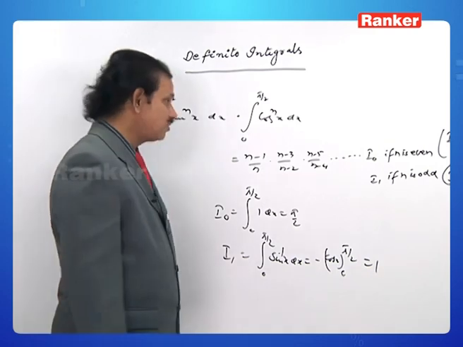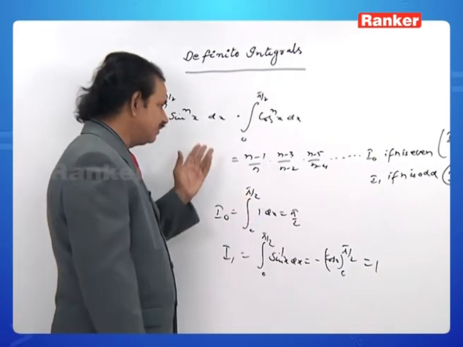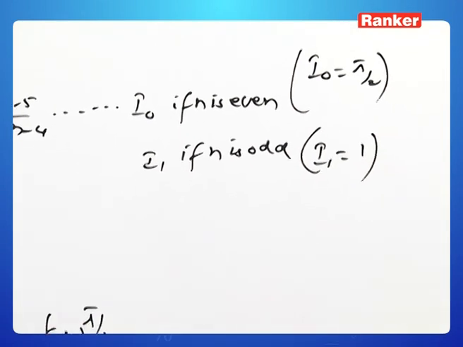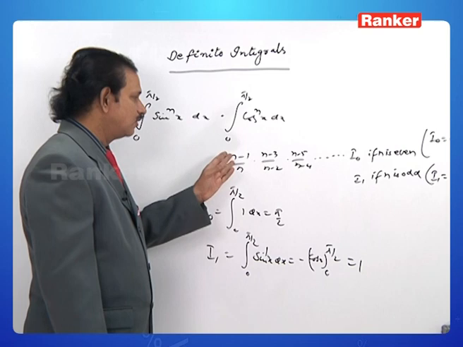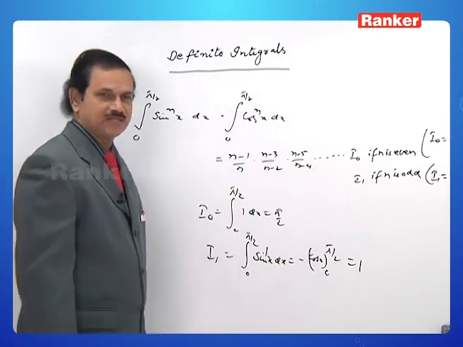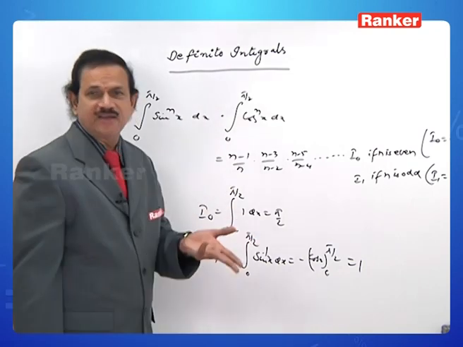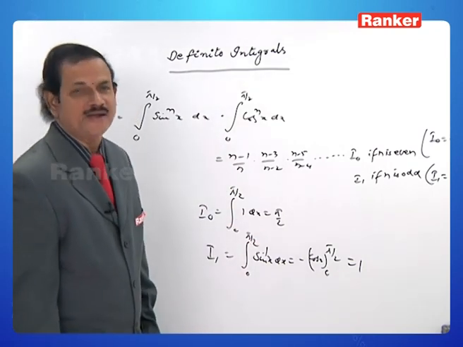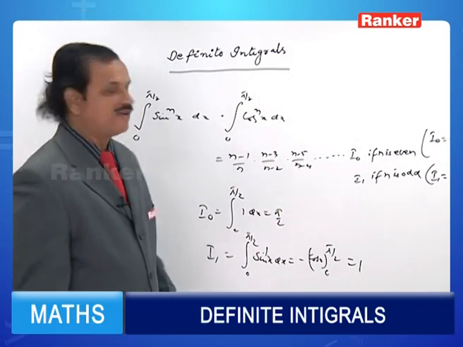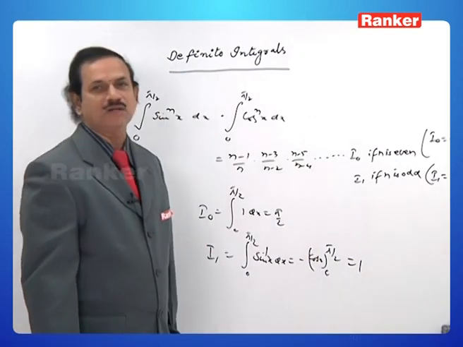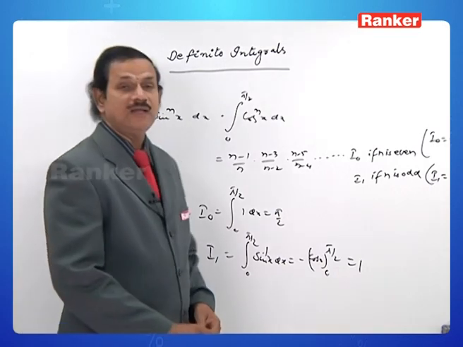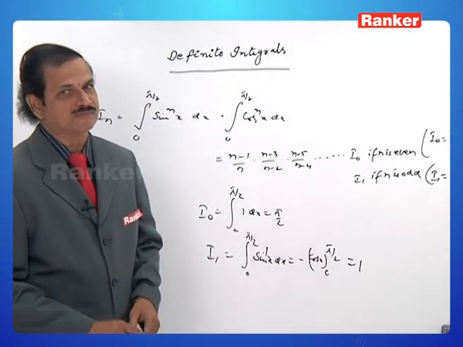Please notice the pattern or the methodology of putting these factors. Starting step is (n minus 1)/n. Go on decreasing 2 in the numerator as well as in the denominator. As n is finite, there might be an end. And at the end, if n is even, put I0. And if n is odd, put I1. Of course, I0 is pi by 2 and I1 is 1. Well, let us observe the applications of this theorem.